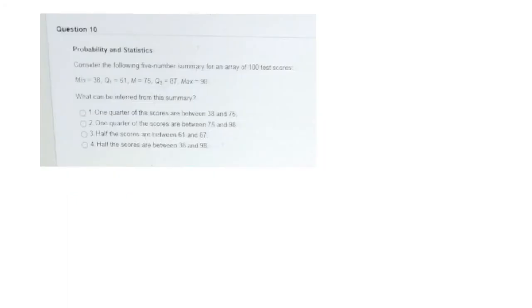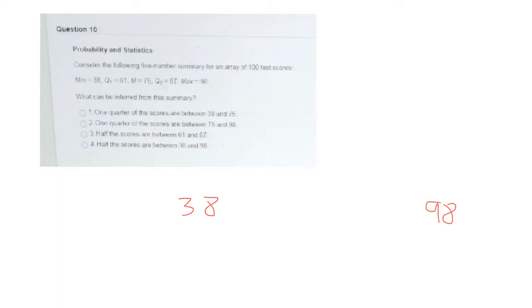Moving on. Question 10, probability statistics. Consider the following 5-number summary from an array of 100 test scores. What can be inferred from the summary? Yeah, so minimum is 38, 61. Okay, so let's just put it this way. 38 is the lowest test score according to this piece of information. 98, it looks like, it's a little blurry, but 98 is the largest test score according to this information.